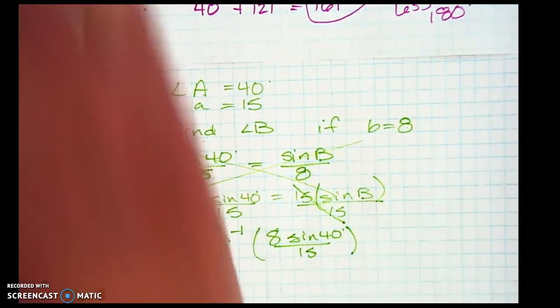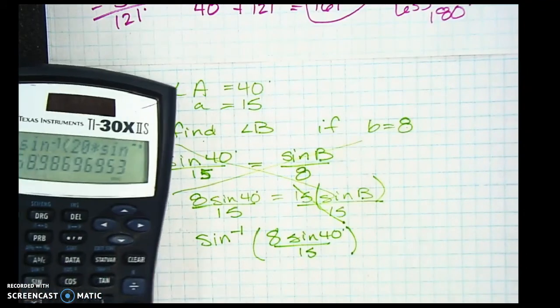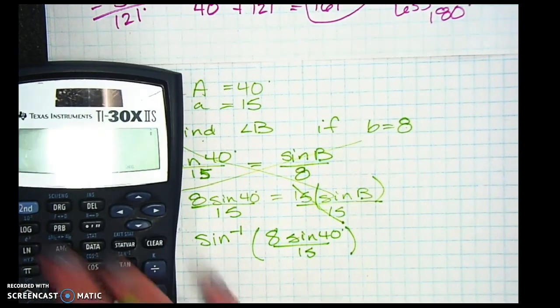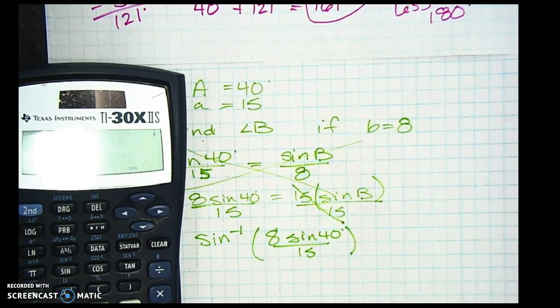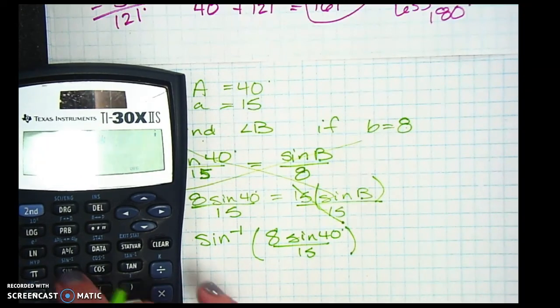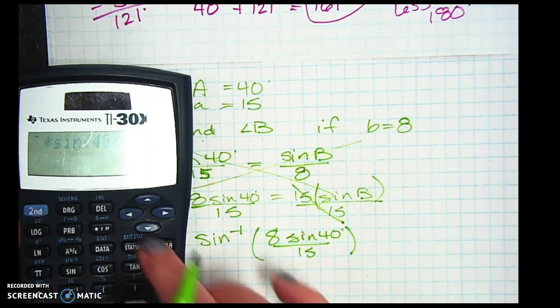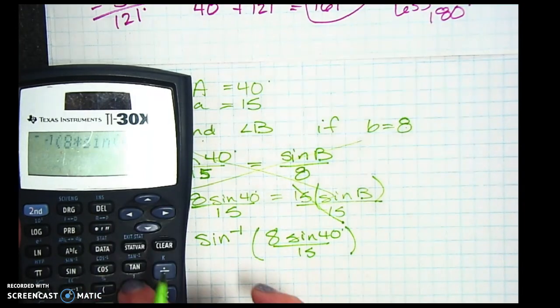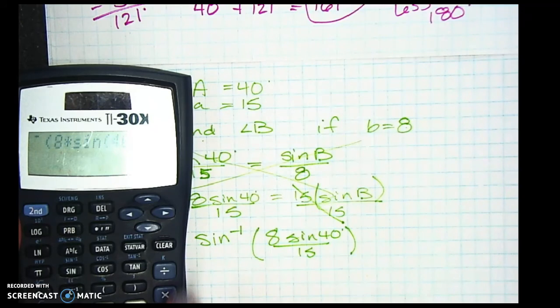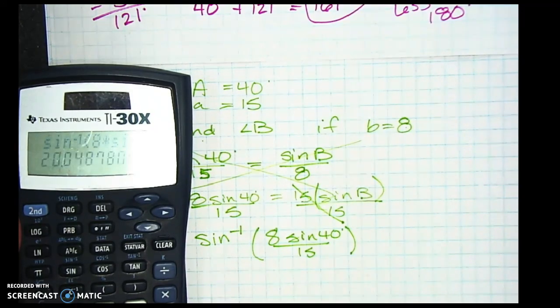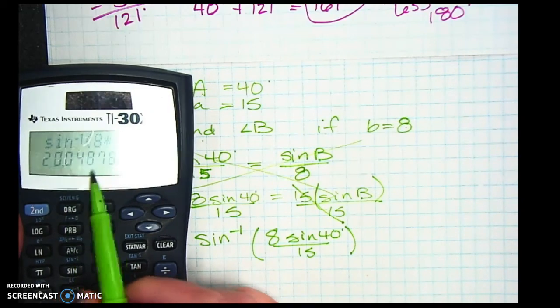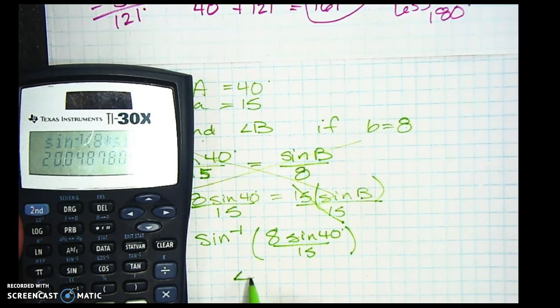And let me show you how to type it in the calculator one more time, but you can do it all in one shot. Inverse sine of 8 times the sine of 40 divided by 15. Oh, I forgot the parenthesis here. Sine of 40 divided by 15. And this time we get 20. I'm just going to round it to 20. You guys see why? Yeah. So we'll say angle B this time is 20.